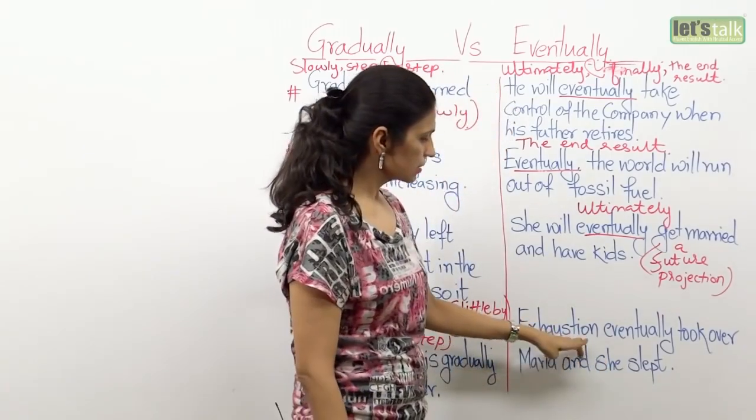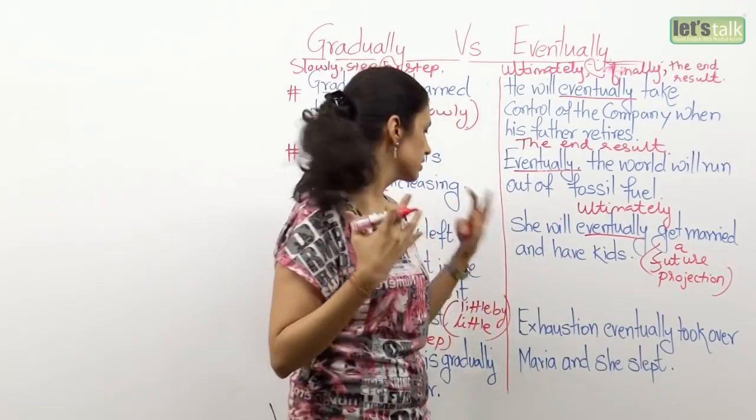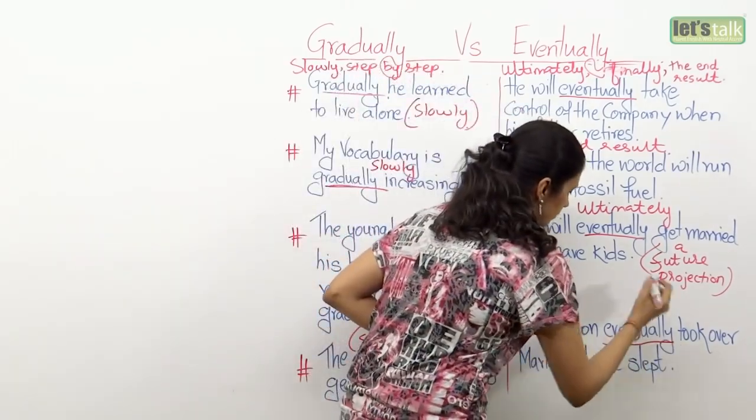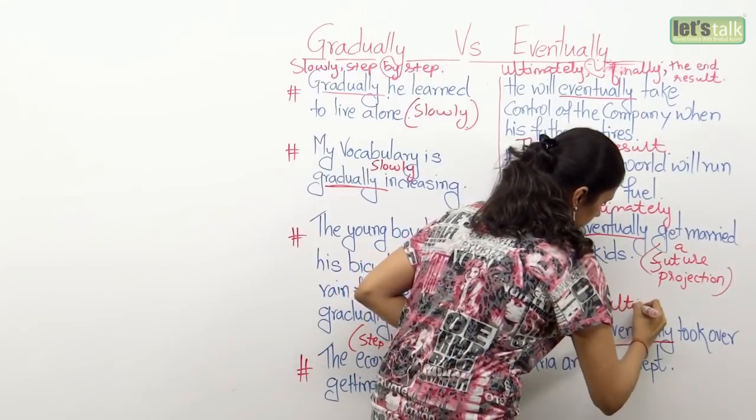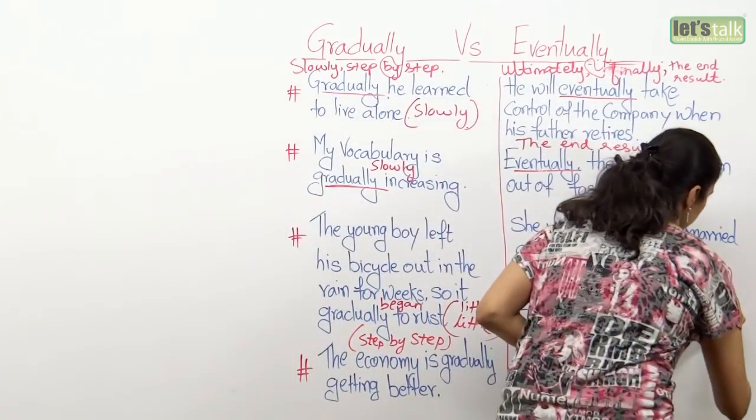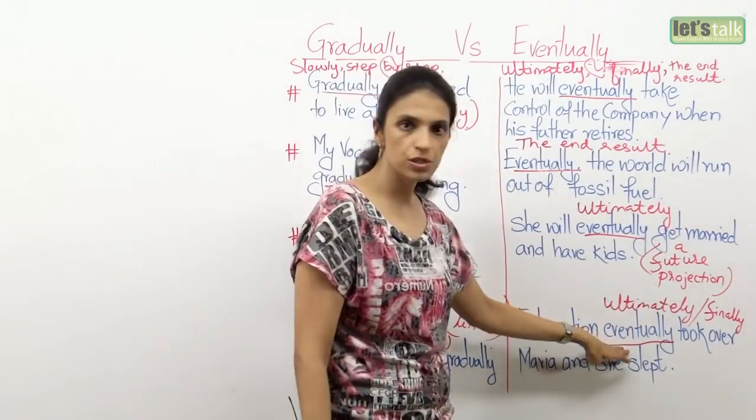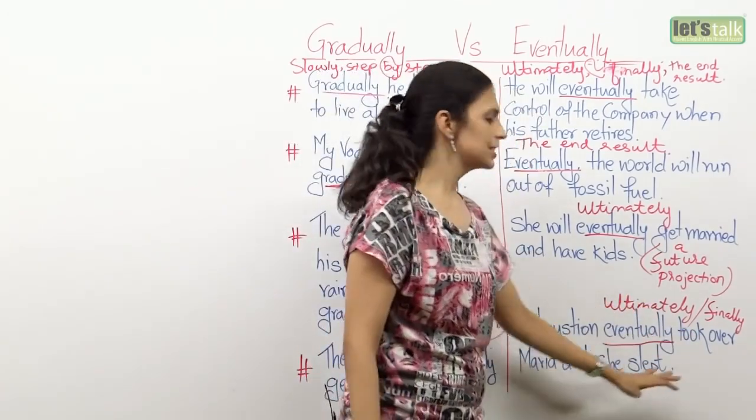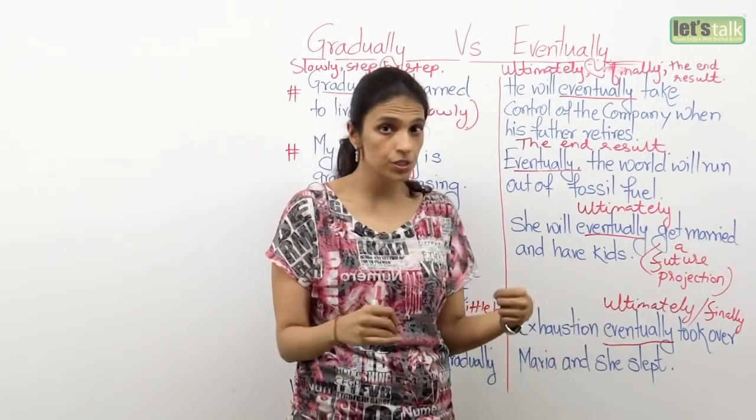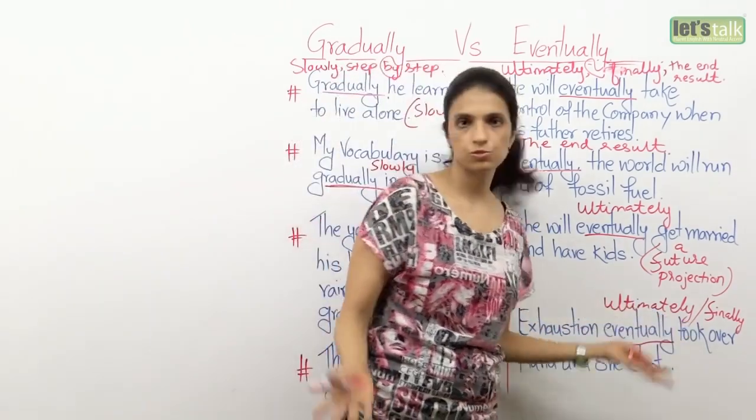And well, one more example, exhaustion eventually took over Maria and she slept. Now exhaustion, fatigue, tiredness, eventually the end result was this. Or you can even say it finally took over her. Yeah, exhaustion eventually, finally took over Maria and she slept. So that was the end result of her exhaustion. Yeah, it takes over you. You can't do any more work. You're so tired, and well, you just fall asleep.